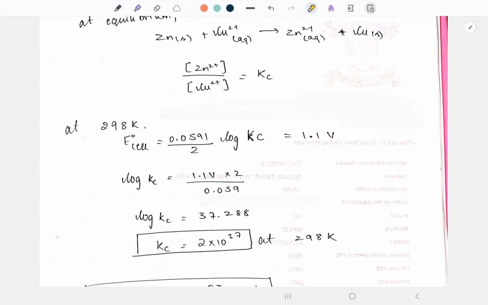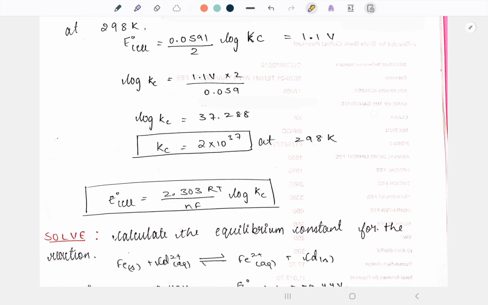And at 298 Kelvin we can write the equation as E0 cell is equal to 0.059 by 2 log Kc, which can be equated to 1.1 volt, which we know is the EMF for a Daniell cell. So keeping this value on this side and substituting all the other values, we get the answer of Kc to be 2 into 10 to the power 37. And since such a high value of Kc is obtained, it shows that the reaction has proceeded almost to completion before attainment of the equilibrium condition. And hence, the value of Kc will help us identify the extent of cell reaction.